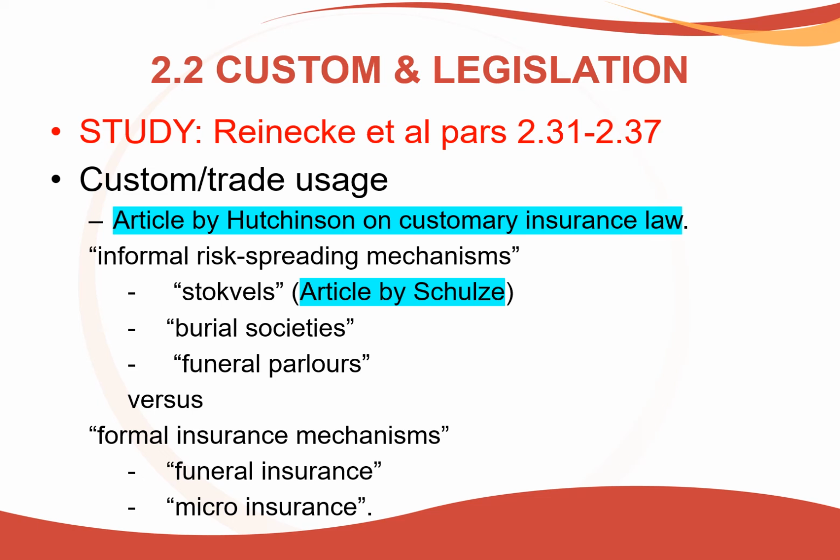He lists two more. You need to know the definitions of those and also the insurance law relevance of each of them. You also need to be able to distinguish those informal risk spreading mechanisms from more formal insurance mechanisms like funeral insurance and microinsurance. Study the article by Hutchinson in much detail and also then read the articles by Schultz.